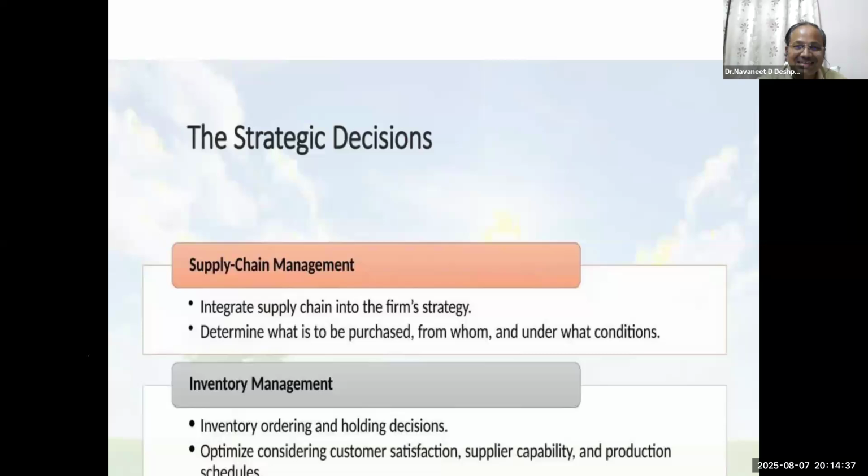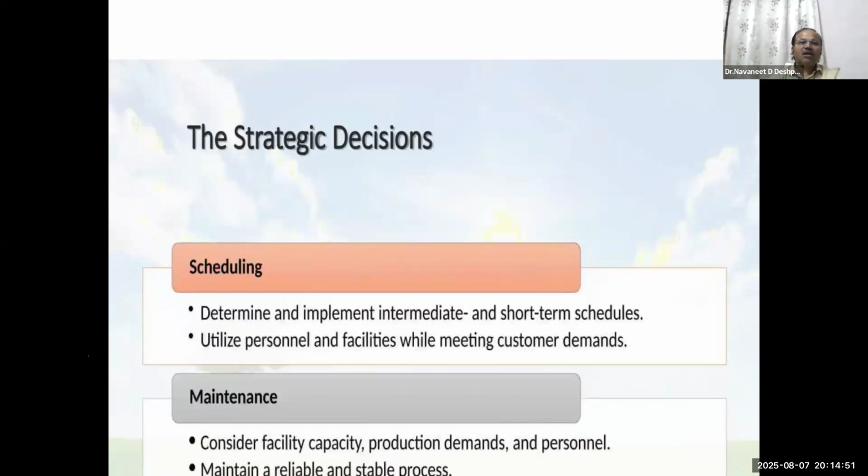So all those ratings have to be given to the supplier. We should rate the suppliers based upon their capabilities and production schedules, of course. So at what time what is required, and also production in the sense of how it is used in different industries. We are using production in the sense of how the treatment has been handled. Now, scheduling: determine and implement the intermediate and short-term schedules also.